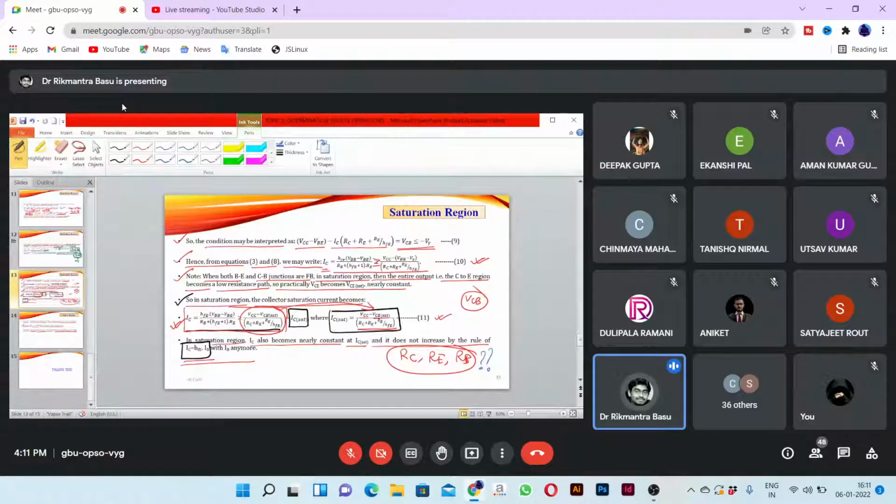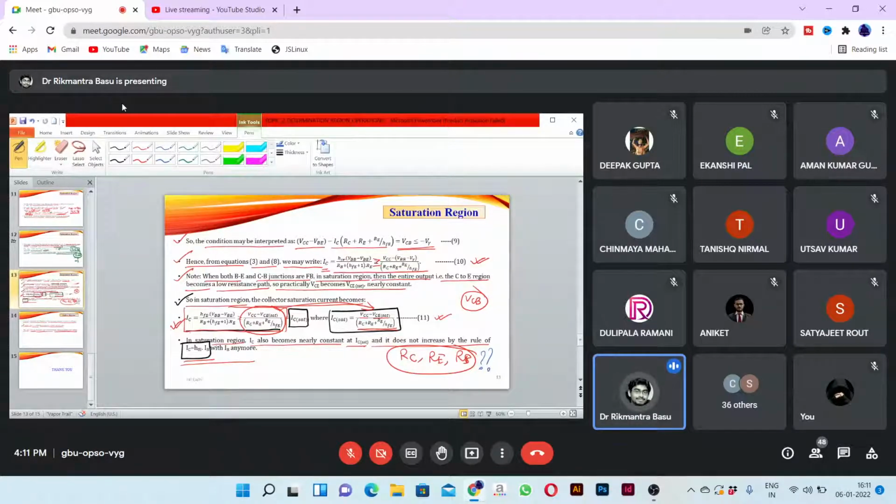RC should be very large or very small. RE should be very large or very small. RB should be of what kind of a range? Can anyone predict by just observing these equations? Because that is also a precise stuff. I have told you that you have to calculate the equations. But how do you calculate the equations?